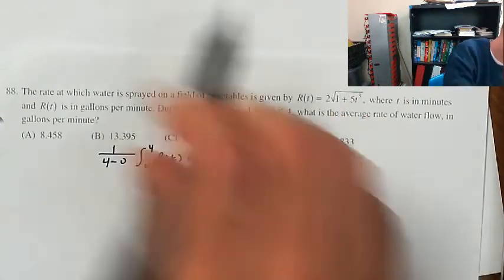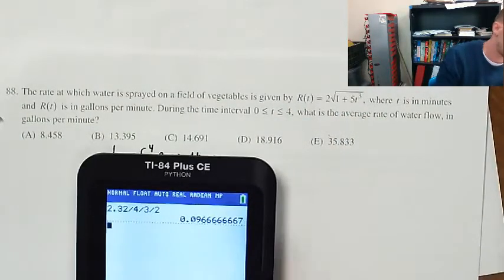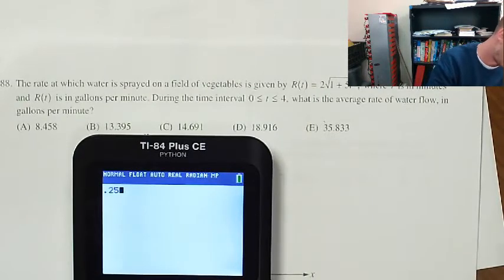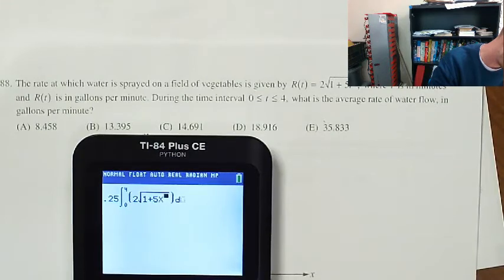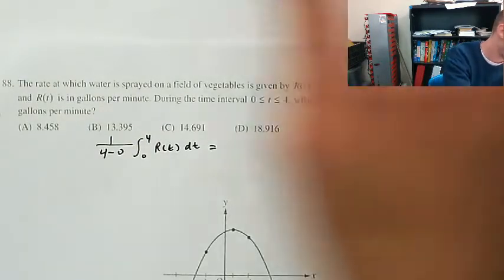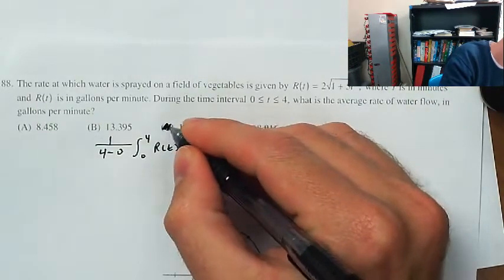So this is going to be equal to, well, I guess I don't know. I'm just going to use a calculator for it. So it's 1/4 of the integral from 0 to 4 of r of t, so this is the square root of 1 plus 5t to the 3 dt. 14,691. There it is.